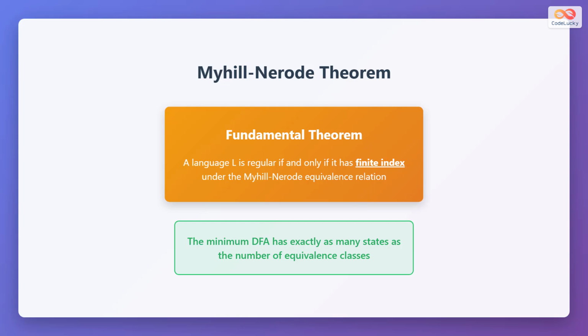The Myhill-Nerode Theorem is fundamental to DFA minimization. It states that a language L is regular if and only if it has a finite index under the Myhill-Nerode equivalence relation. In simpler terms, the minimum DFA for a regular language has exactly as many states as there are equivalence classes induced by the Myhill-Nerode relation.